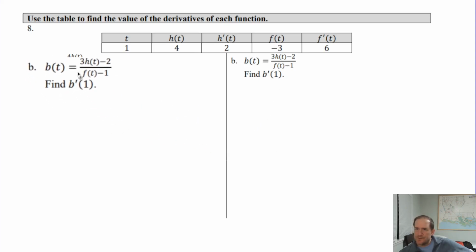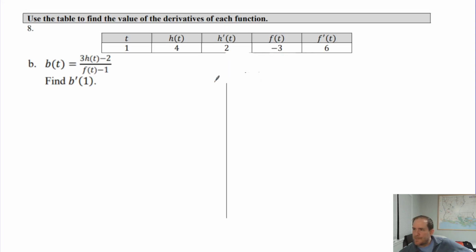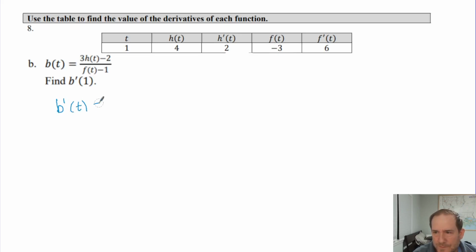Okay, so there's B. Put it right there. Get rid of the rest. Alright, and I'm running out of steam, so I'm going to go a little faster probably, but you're going to find me b prime of t first of all. You're going to do quotient rule on it.